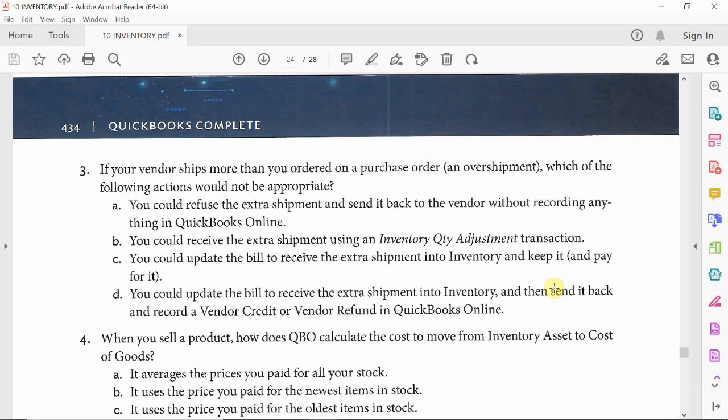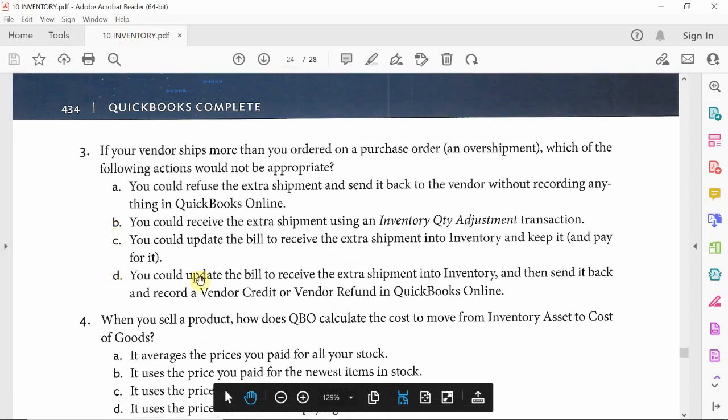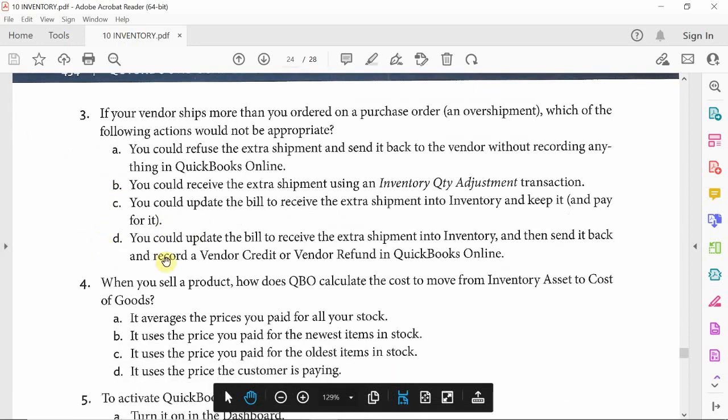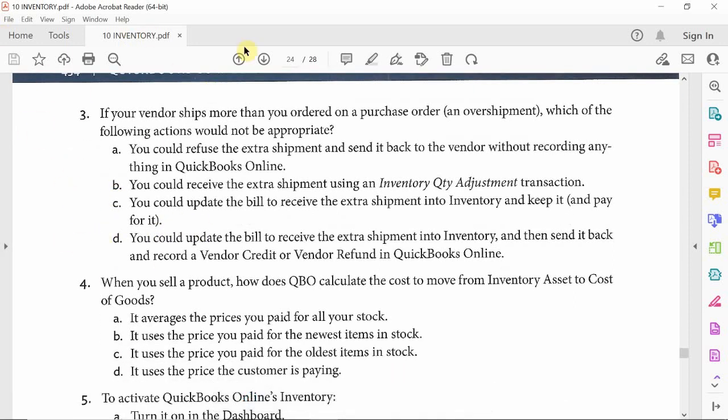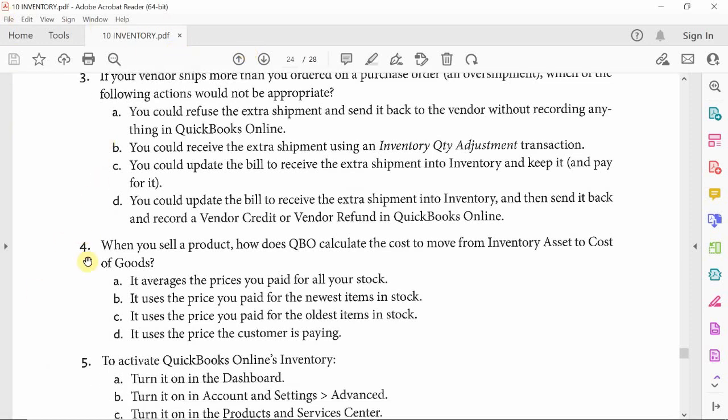Because one, you're updating your inventory and then you're having the vendor give you money back. No, you should be paying for that extra shipment. So in this case, I would think D is the incorrect answer, but the book says B is the incorrect. B would be the correct answer, but I also think D would also be the correct answer.